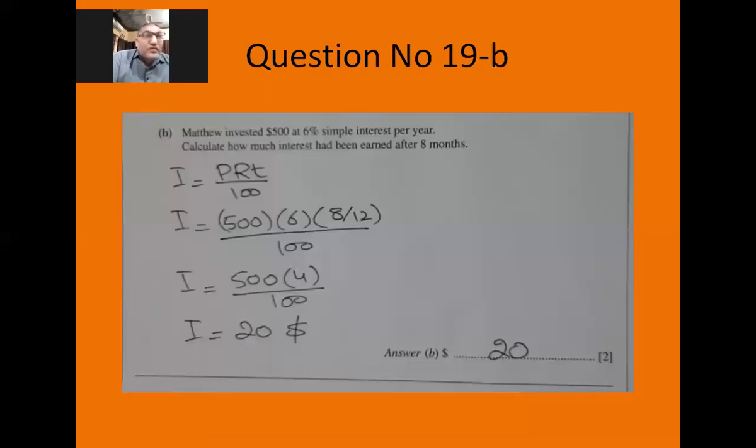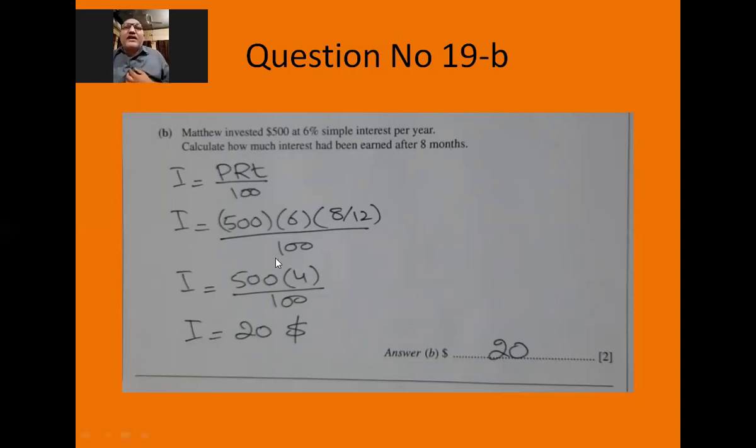Okay, the B part of question number 19 is: Matthew invested $500 at 6% simple interest per year. Calculate how much interest had been earned after 8 months. So you know the formula for the simple interest, I is equal to PRT by 100. I want to find out the value of the interest, and the P value is $500, the money you invested, that's the principal amount. R is the rate per year, and that's 6%. The time is 8 months, but the time should be taken in years. So for that purpose, I will divide the 8 by the 12 and then divide by 100.